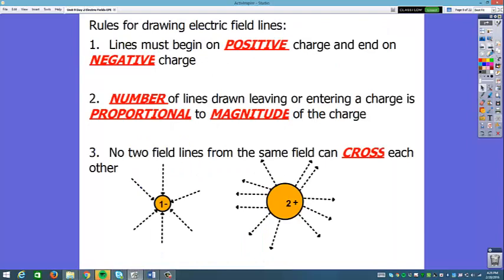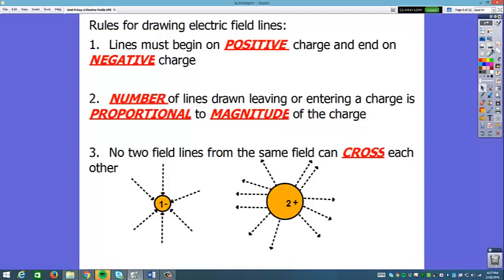All right, when you go to draw them, you are going to have to know how to draw them. So these are your rules. The first thing is that your lines always begin on the positive charge and end on the negative. So if you were to connect them, just remember the arrows go away from the positive and towards the negative. And then you have to come up with a ratio.